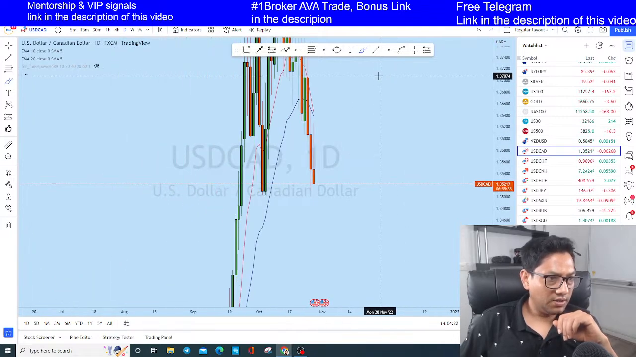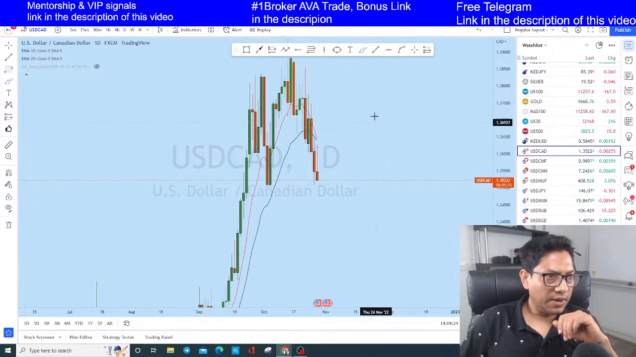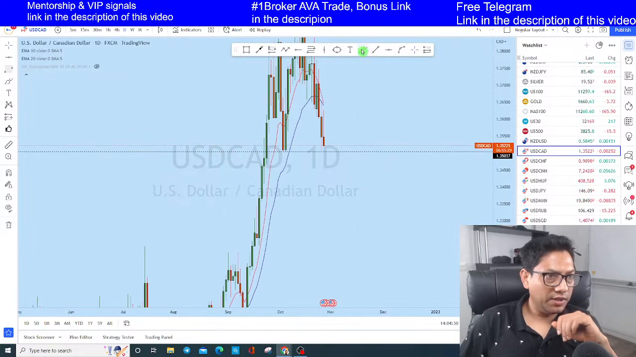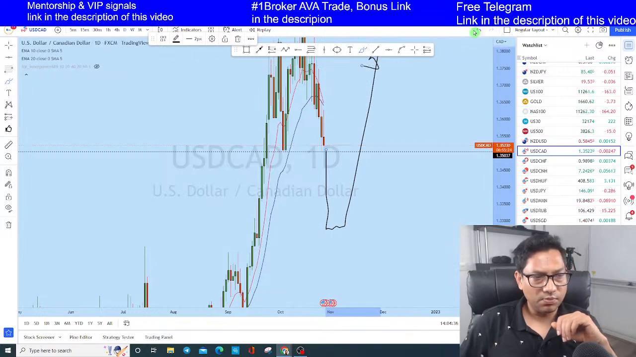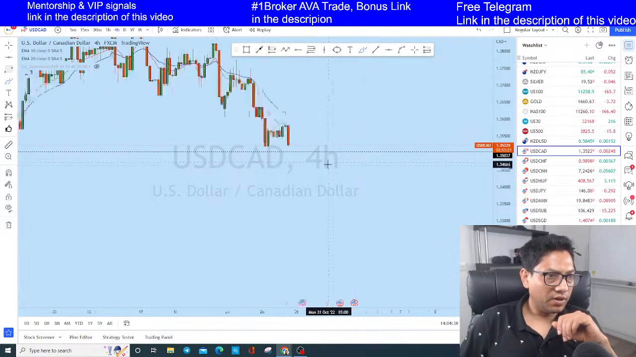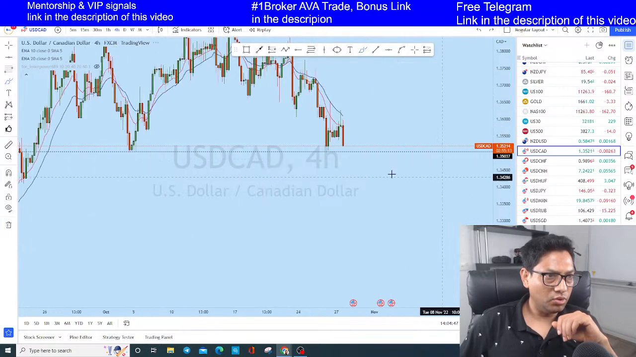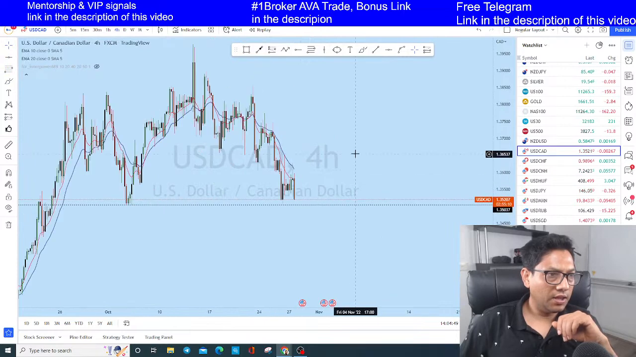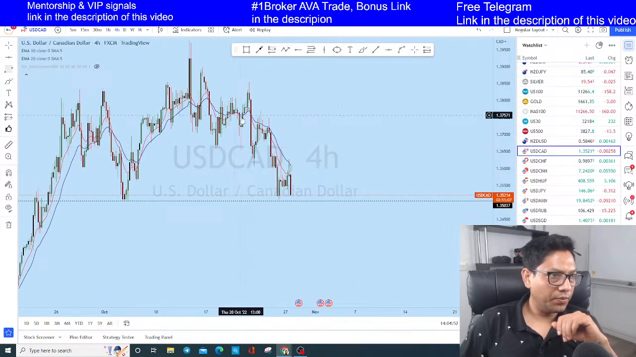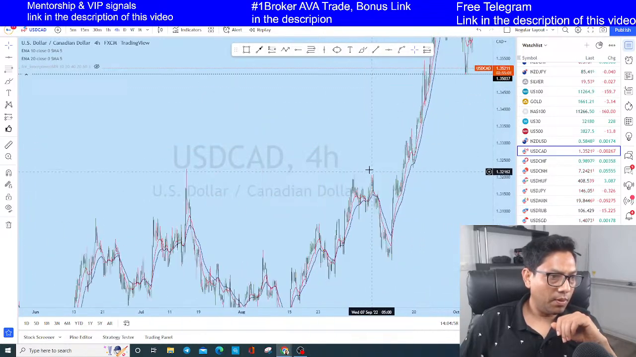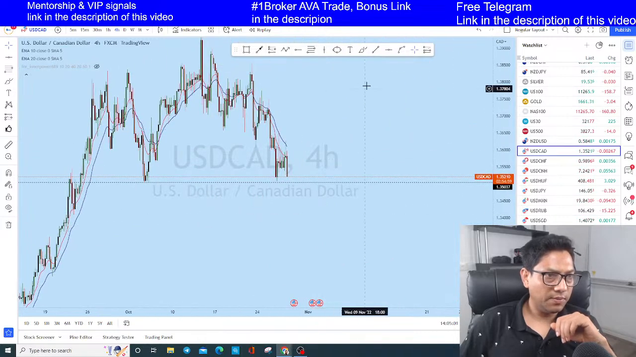So USDCAD, guys, looks like it is approaching this level of support on the daily. Now the question is, will it break this support and come back here? I think that is less probable. We might see a breakout of this support, a false breakout, and then it going up again, which is one probability. Another probability, because there is a long consolidation, sideways movement, is in fact to break this support.